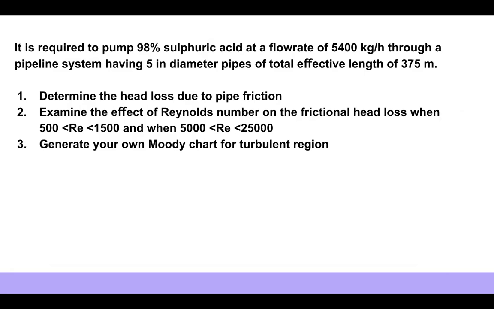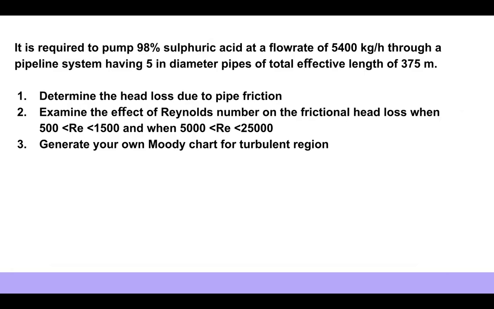Okay, so if not, let me start the session. The question that we discussed this week was: it is required to pump 98% sulfuric acid at a flow rate of 5,400 kilogram per hour through a pipeline system having a 5-inch diameter pipe of total effective length of 375 meters. And this question has three sub-questions.